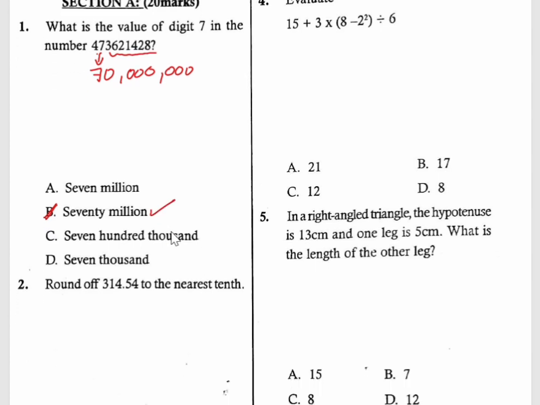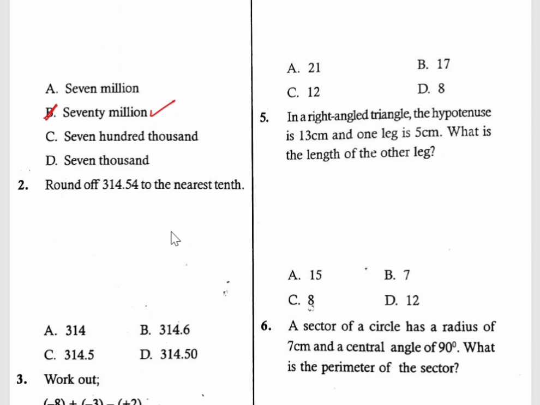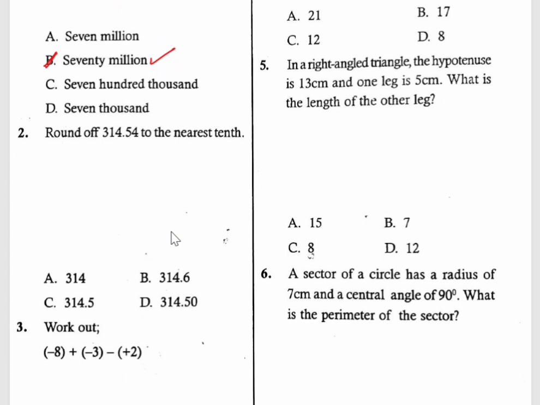Let us go to question number 2. Number 2 says, round off 314.54 to the nearest tenth. So we're going to round off this number to the nearest tenth. We know that the place value when you have a decimal usually starts with the tenths, and then you go to hundreds, thousands, and so on. So this is the tenths. The tenths, the number is 5. So we're going to round off to the nearest tenth.